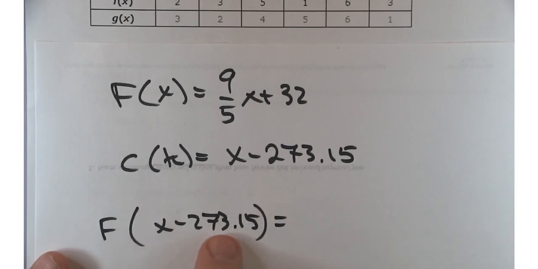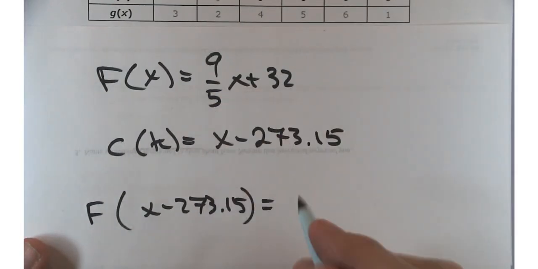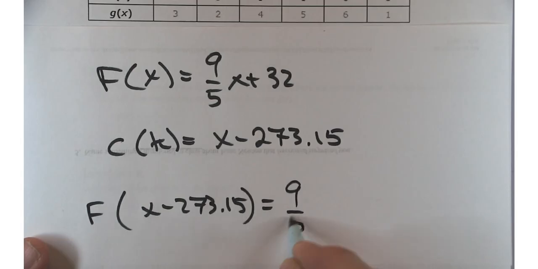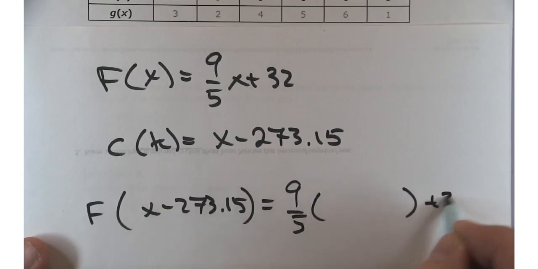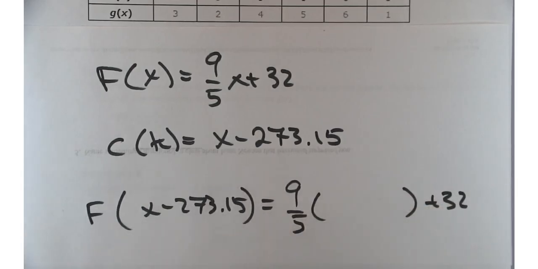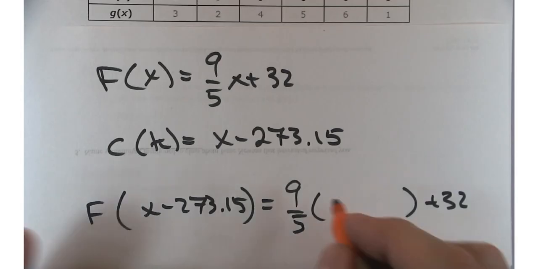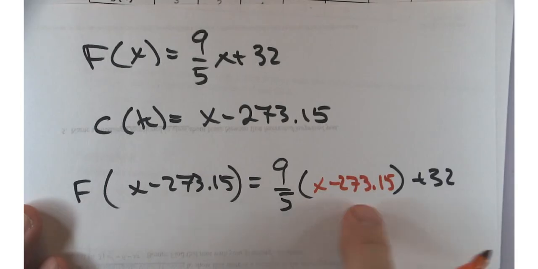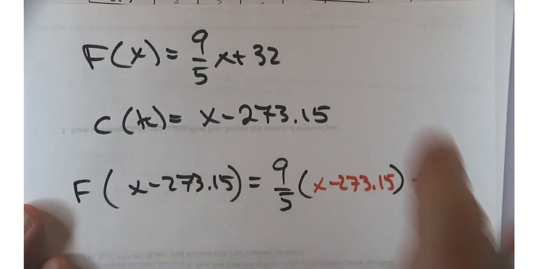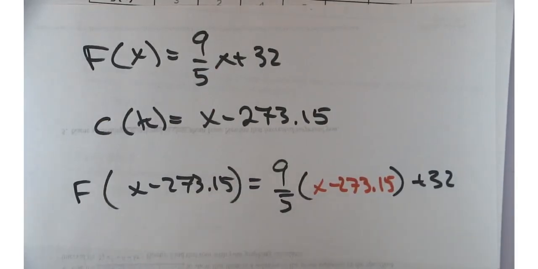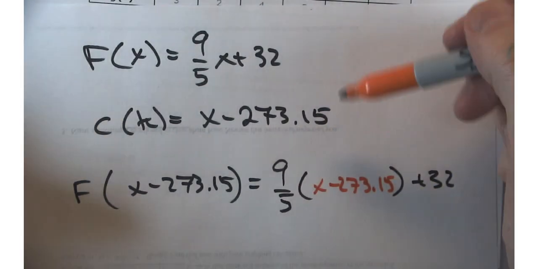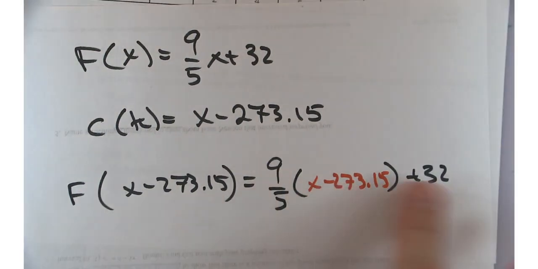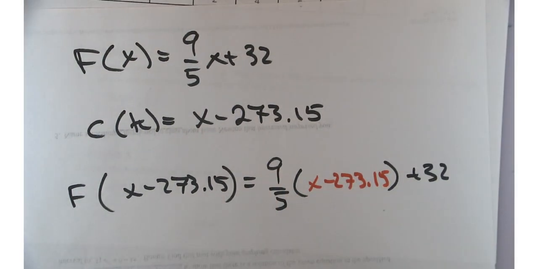Plug that in for f, 9/5 times all that, plus 32. And this function is going to be kind of nice because now you can go directly from degrees Kelvin to degrees Fahrenheit. So you don't have to do 2 steps here. You can do it all in one. And you can clean this up, but that's not really the point of this exercise. But a lot of times you are going to combine functions.